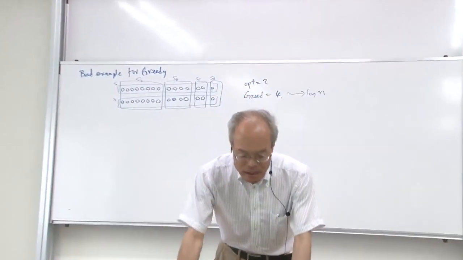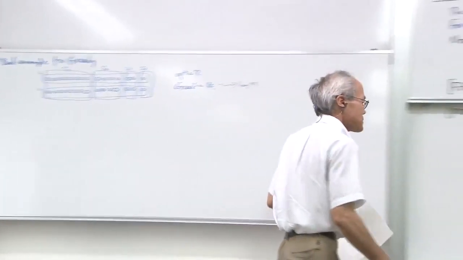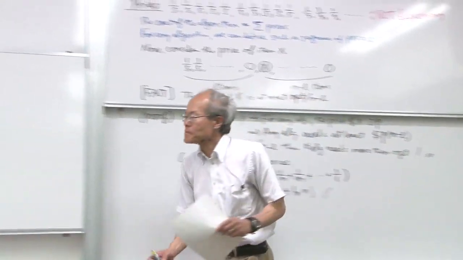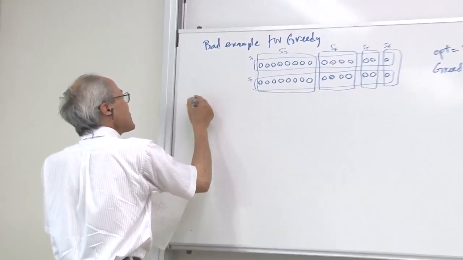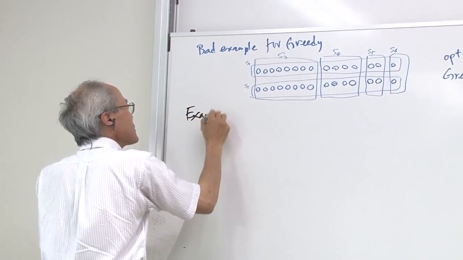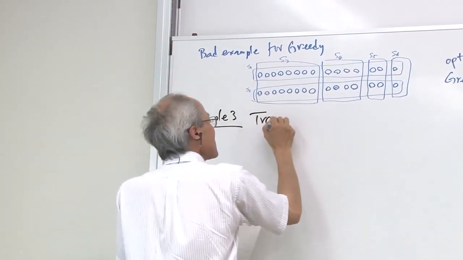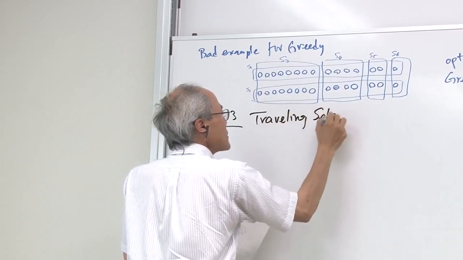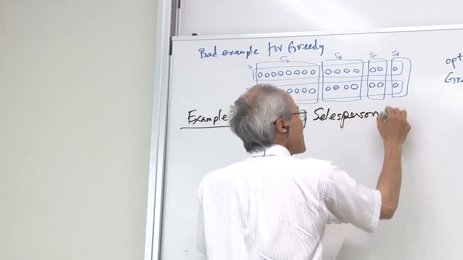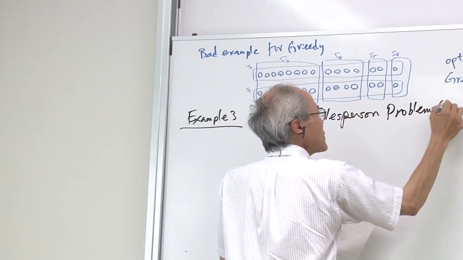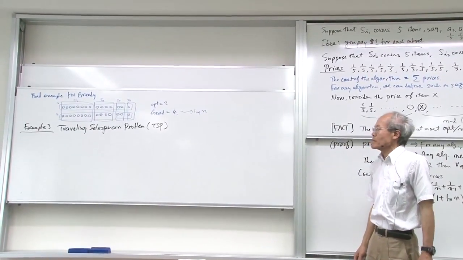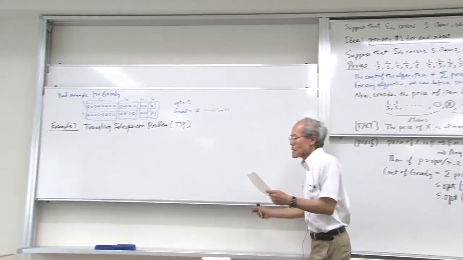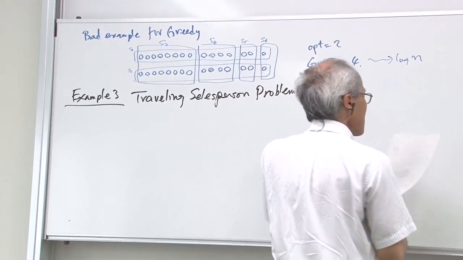Okay. Now, example 3. The third example is a very famous one called the traveling salesman or traveling salesperson problem, TSP. What is TSP? In TSP, we are given a graph.